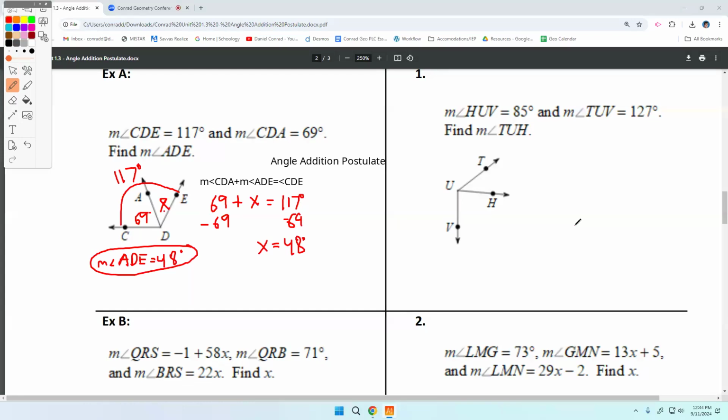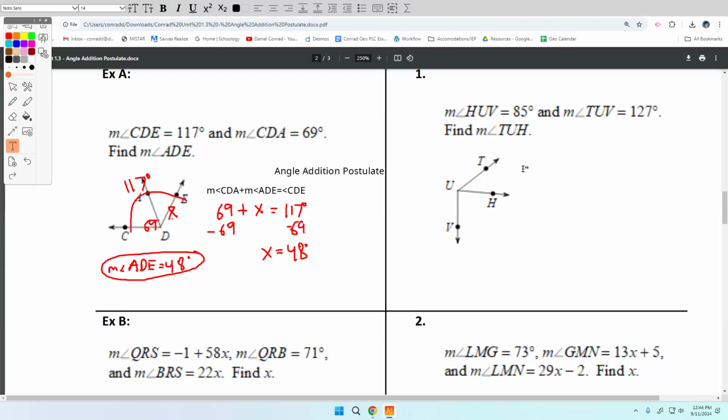All right, and then number 1 here, same thing. We want to write out our equation. We have the measure of angle TUH plus the measure of angle HUV equals the big angle, the measure of angle TUV. Where this is coming from is the angle addition postulate. We have to justify our equation. The two small angles are going to add up to the big one.